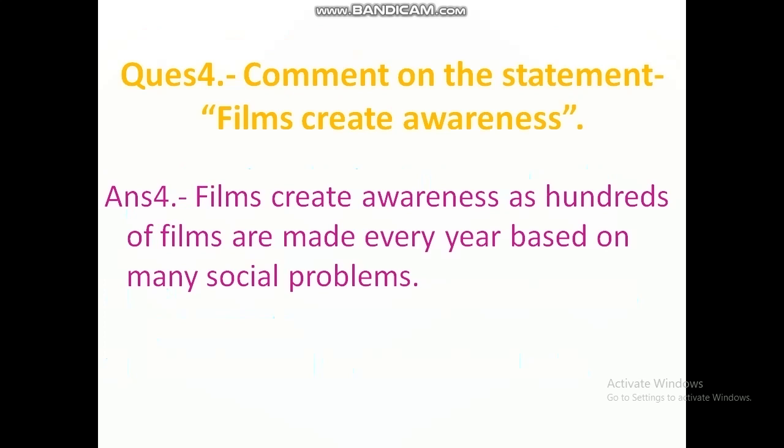Next is question number 4. Comment on the statement, films create awareness. And the answer is, films create awareness as hundreds of films are made every year based on many social problems. Through films, they create awareness among people.